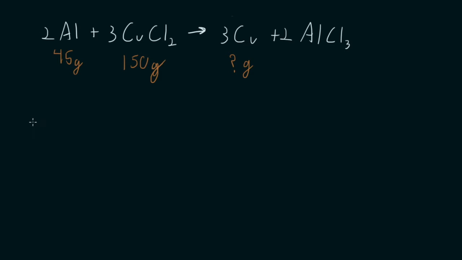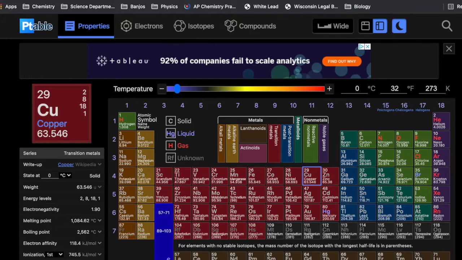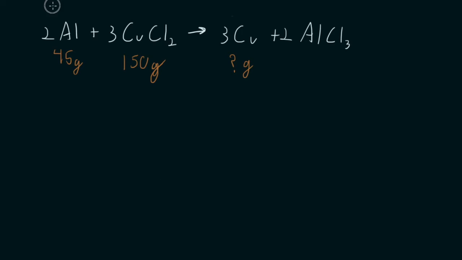So I can figure that out by figuring out my limiting reactant. Just like every other stoichiometry problem, my first step is to figure out my molar mass. So let's go to a periodic table and let's find aluminum's molar mass. We can go here, boom, aluminum, that's 26.98, so it's going to round to 27. So we got 27 grams per mole.